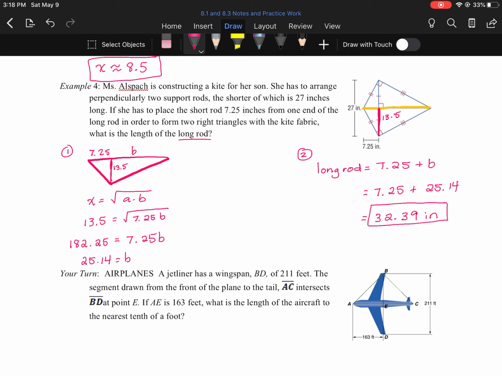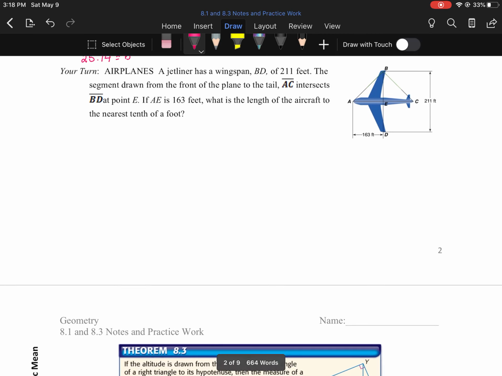All right, so you're going to complete the your turn in the same basic method. So take a moment and try that.